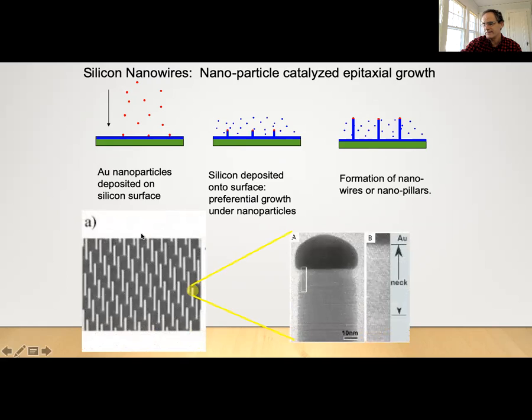Here's an image of these. In the first case, I think the gold nanoparticles were deposited. And then you can see the nanowires growing up. This shows the tip of one of the nanowires, and then an electron microscope image of just this portion of the nanowire, showing that you really do have crystalline growth. And then on top, you can see the gold nanoparticle. So those are semiconductor nanowires.